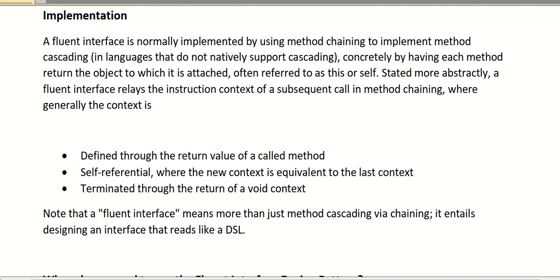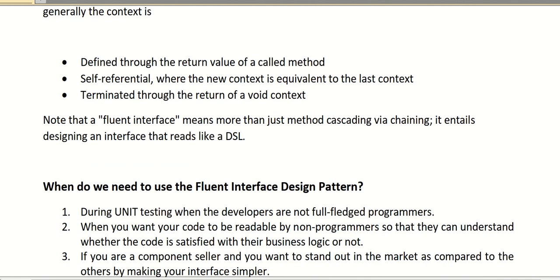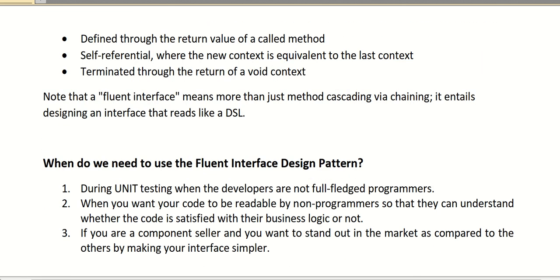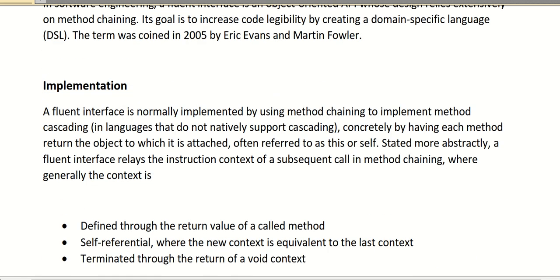Note that a Fluent interface means more than just method cascading via chaining. It entails designing an interface that reads like a DSL. So Fluent interface is not just method chaining, guys. It is more than method cascading via chaining, and it should constitute designing an interface in such a way that it reads like a domain-specific language. So let's go through an example now, then I will explain when to use this pattern and what the problems are.